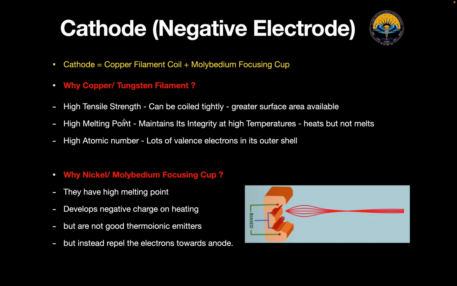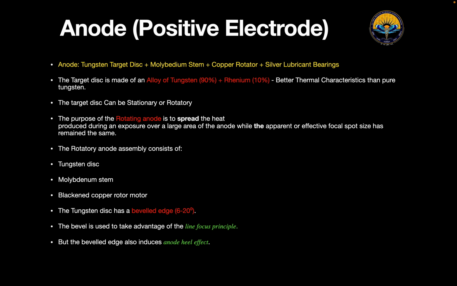We use a nickel or molybdenum focusing cup because they also have a very high melting point, so they will also heat but they will not melt. But when they heat, they will develop negative charge, but they will not release electrons, so ultimately they will get negative charge which will repel the electrons towards the anode. So that's the reason why we prefer a molybdenum focusing cup.